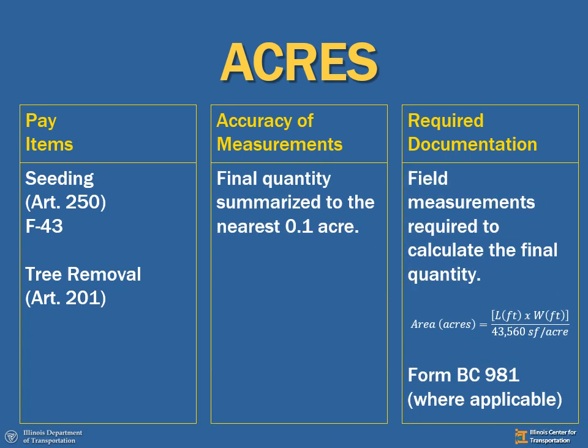Acres. Pay items that we're looking at here are seeding, also tree removal. We're going to show you an example for seeding. Like we said, accuracy of measurement in the middle column, 0.1 acres, and then our required documentation.